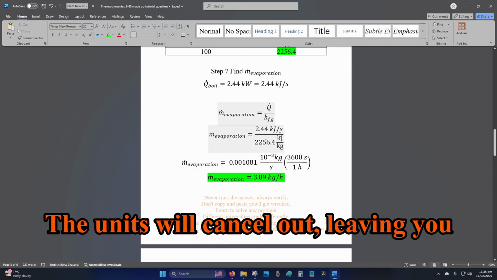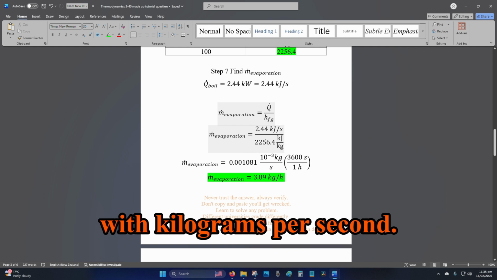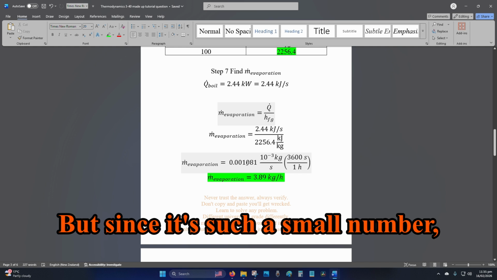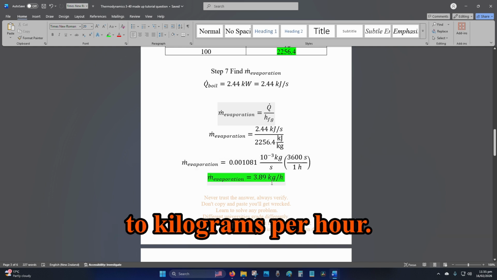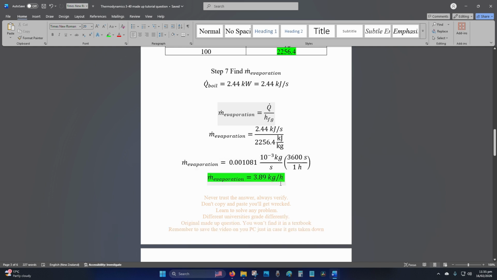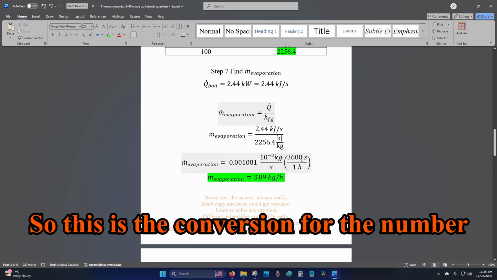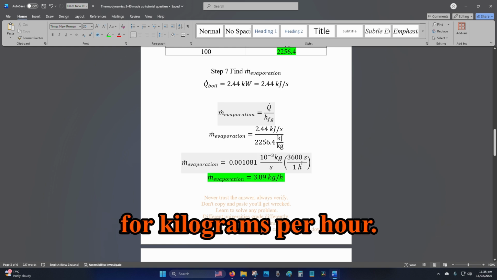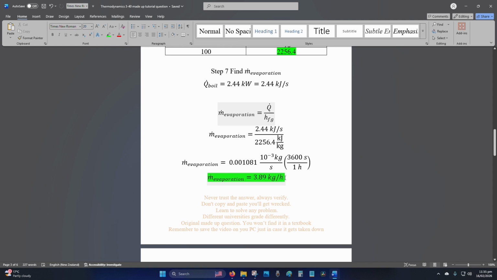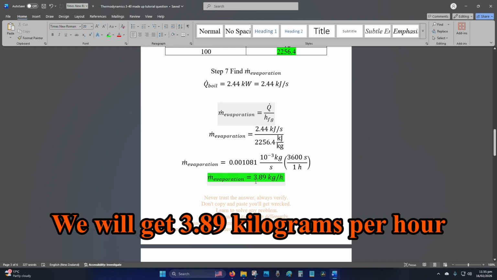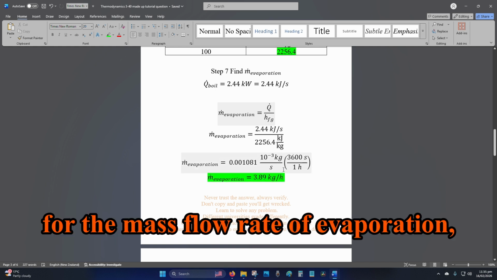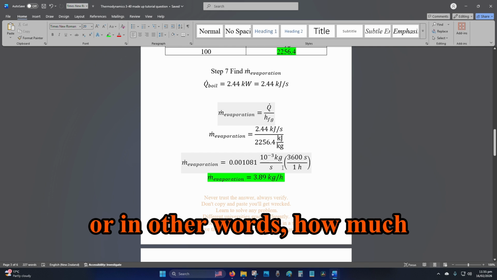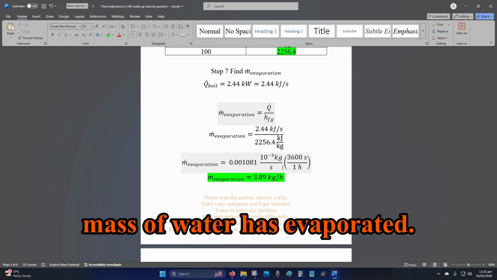the units will cancel out, leaving you with kilograms per second, but since it's such a small number, we're going to change it to kilograms per hour. So this is the conversion for kilograms per hour. We will get 3.89 kilograms per hour for the mass flow rate of evaporation, or in other words, how much mass of water has evaporated.